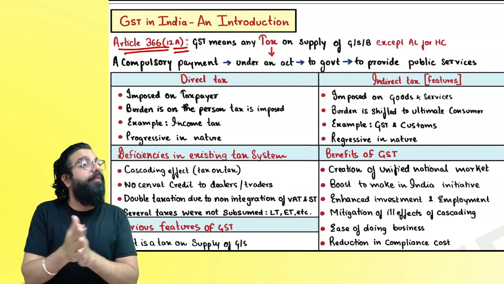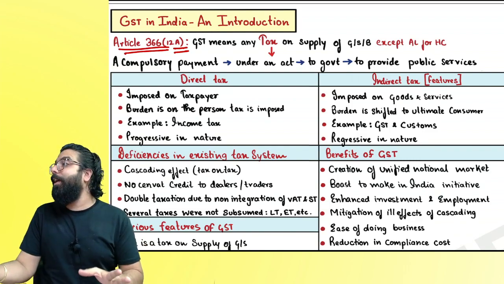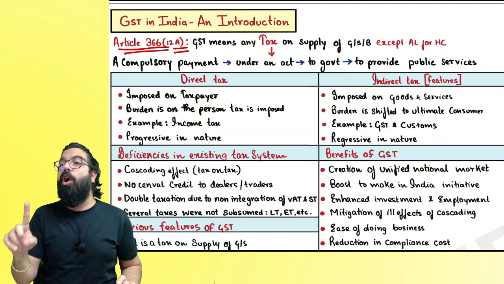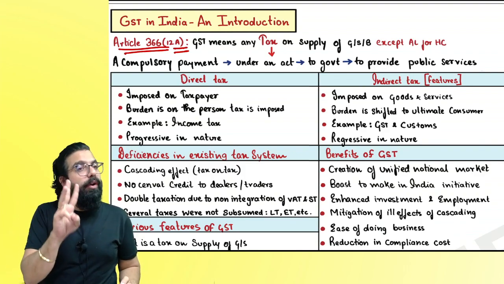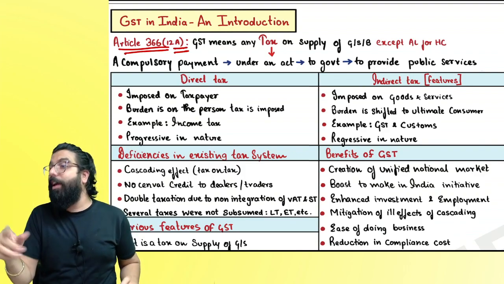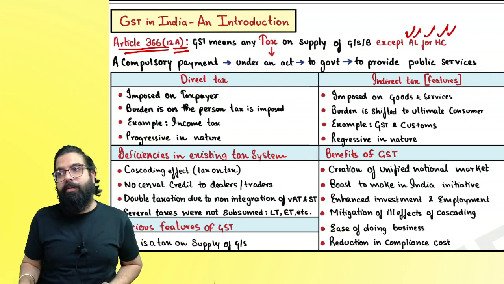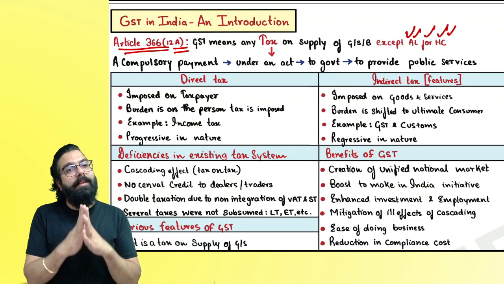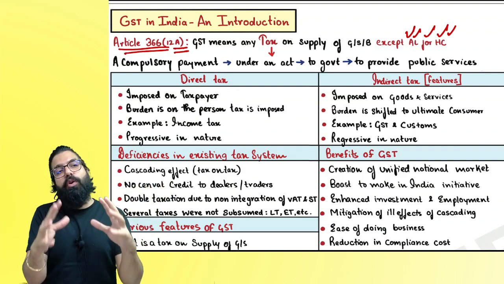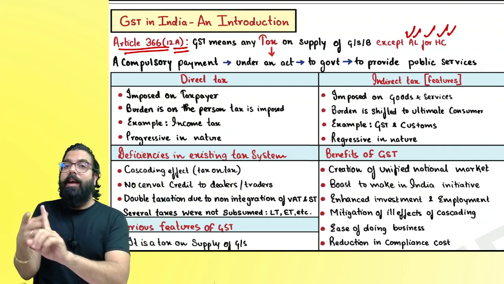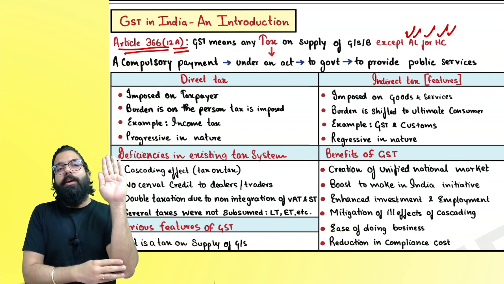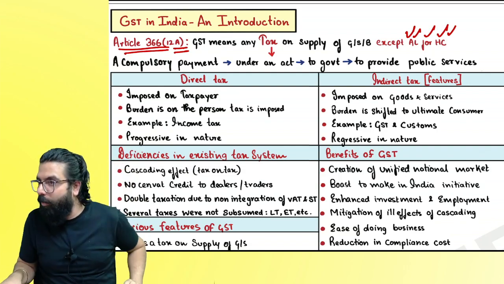goes ahead and gives the definition of GST, which says GST means any tax on supply of goods, services, or both, except alcoholic liquor for human consumption. So, GST means any tax on supply of goods, services, or both other than alcoholic liquor for human consumption. Can I go ahead, everyone?